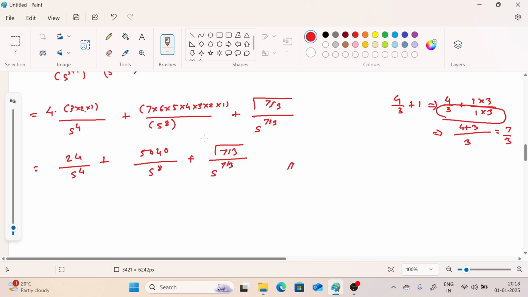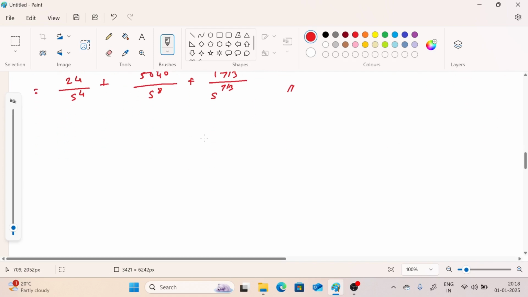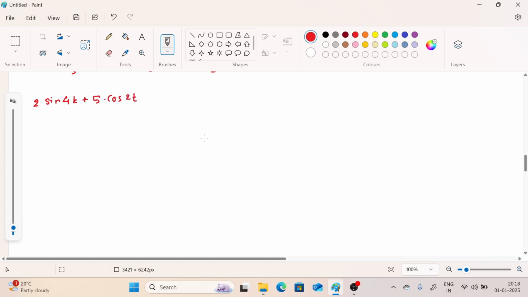That's it. Now we'll move to the next example. The next example is 2 sin 4t plus 5 cos 2t, right? So we need to find the Laplace of 2 sin 4t plus 5 cos 2t.